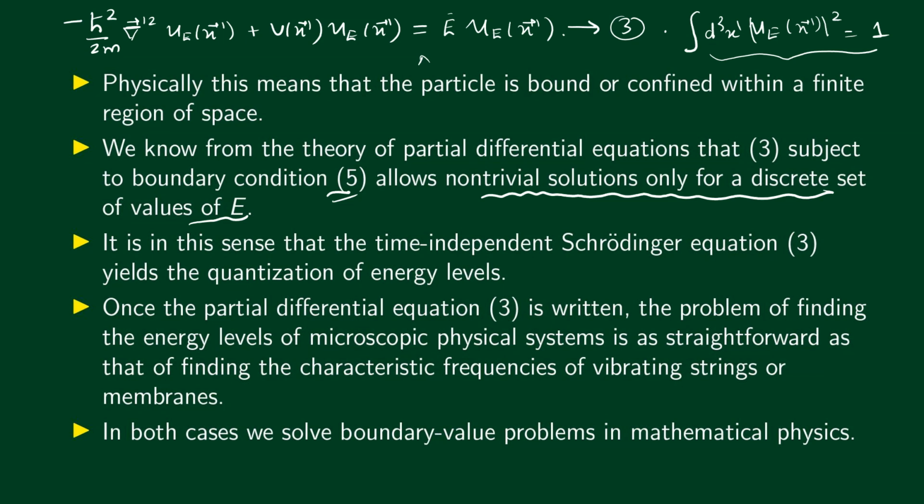Now, once we write the partial differential equation, the problem of finding the energy levels of microscopic physical systems is a straightforward problem. It's just a matter of solving a differential equation given certain boundary conditions. We just use the techniques that we are already familiar with and solve this partial differential equation to find the eigenvalues and eigenfunctions. This problem is straightforward. Some problems are more difficult than the others. Some problems may not admit exact solutions for the wave functions, etc. But there are methods to attack the problem, to solve these partial differential equations.